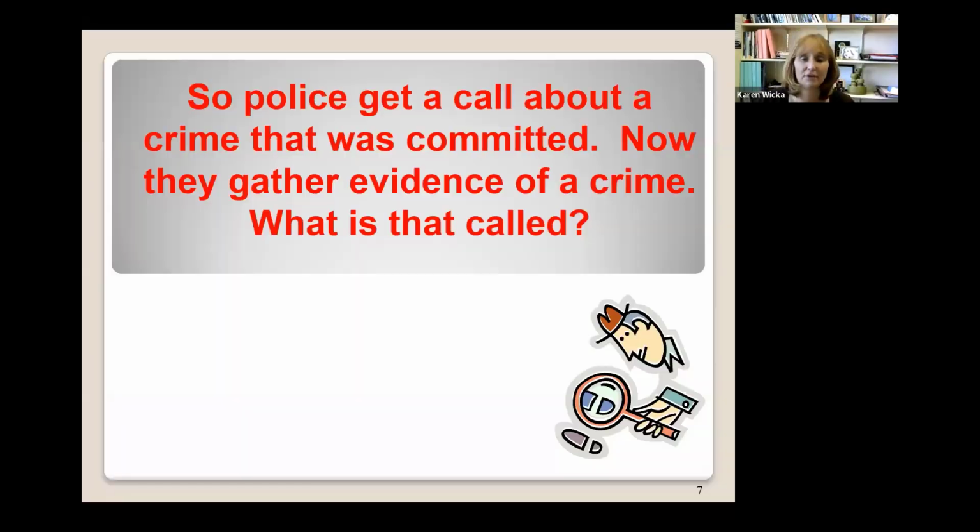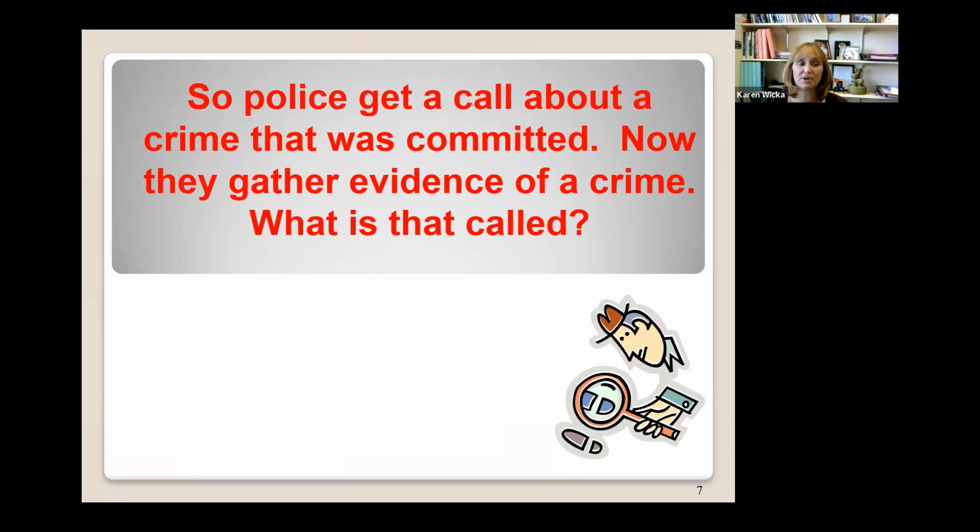So we said the very first box was that you need to have a crime. A crime has to occur before you even get into the system. If you have a crime, police get called or somehow the police find out about that crime.